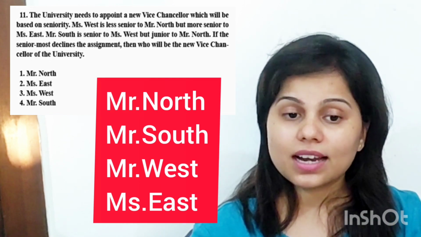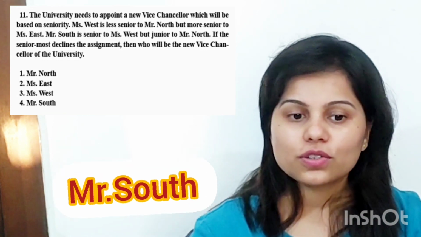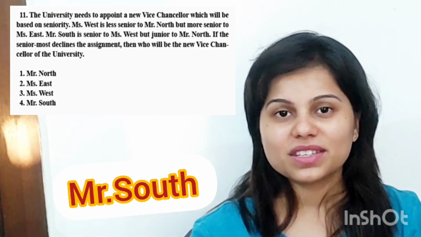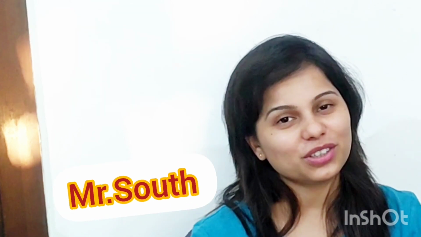North declines the assignment, then who will be the new vice chancellor of the university? So of course the next one is Mr. South. So of course Mr. South is going to be the next vice chancellor of the university. So have you seen how easy this question is? And the correct answer is Mr. South. It's there also in the CSIR-NET answer key.